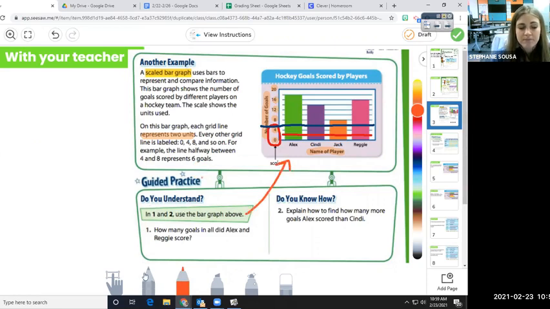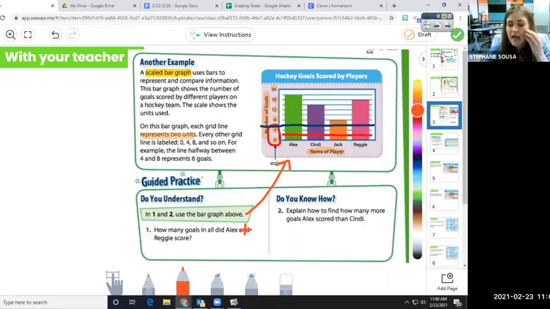There's the graph we're using. How many goals in all did Alex and Reggie score? I want you to take your pen and where it says and, I want you to put a big old fat plus sign. Anytime in graphing, it's asking about and, it's telling us to combine or add those 2 totals together. So when it says how many did Alex and Reggie score, it's asking for Alex's number plus Reggie's number.